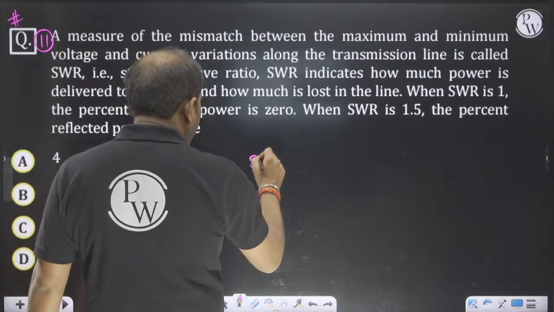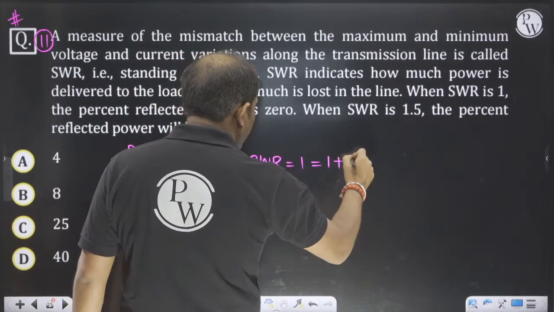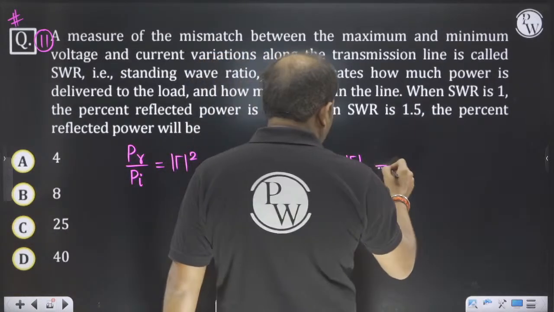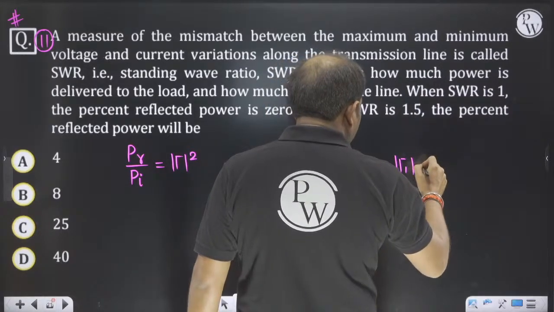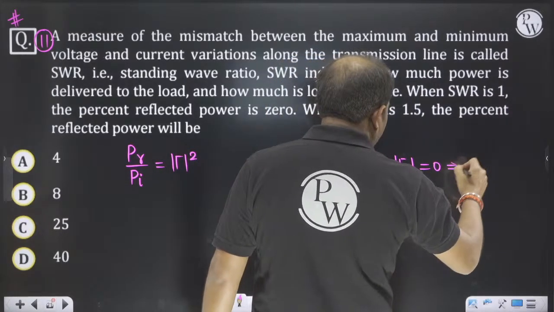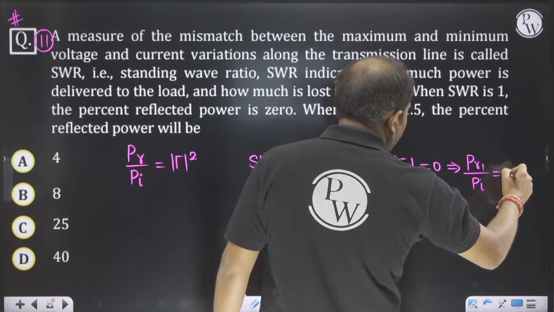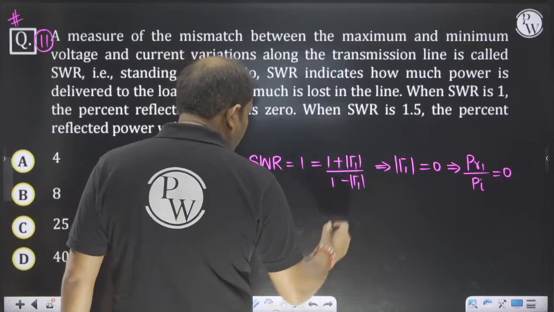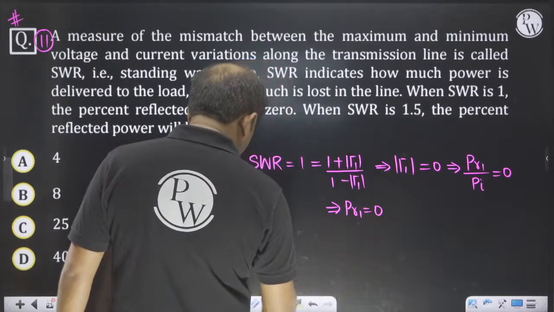They have given SWR equal to 1. So that means 1 plus mod gamma upon 1 minus mod gamma, which means mod gamma will be 0. That means PR upon PI will be 0. So we can say that PR1 would be 0.